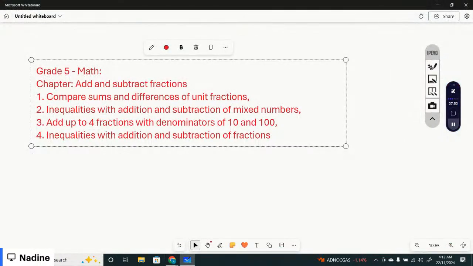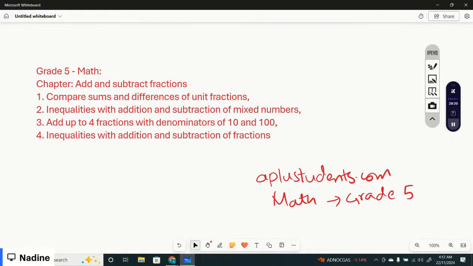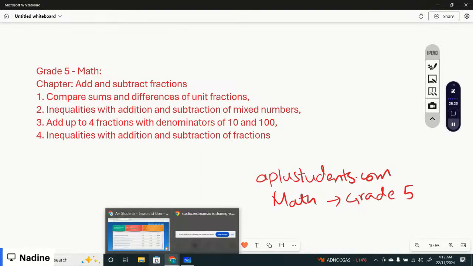We are here for grade 5 math. You can find all the lessons on aplusstudents.com. You have to log in there using your email address and password as provided by the administrator. Then select math from the subject tab. Scroll down to grade 5 math and click on view all lessons. There you can find a list of the chapters. We're going to start with the chapter add and subtract fractions.